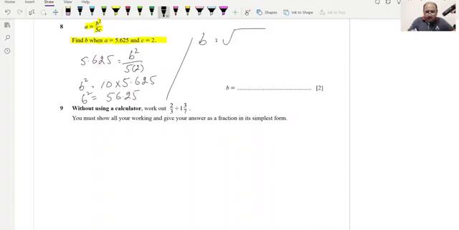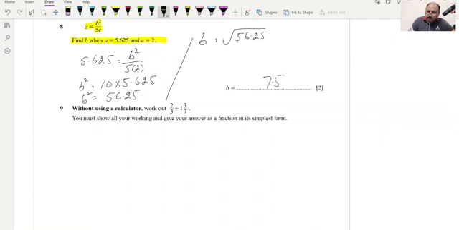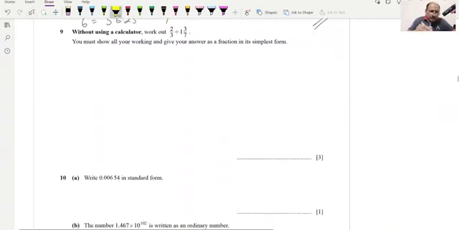Under root of 56.25, and the square root of 56.25 will be equal to 7.5. So 7.5 will be our final answer. It is a 2 marks question. Then question 9, without using a calculator, work out this fraction. You must show all your work and give your answer as a fraction in simplest form.